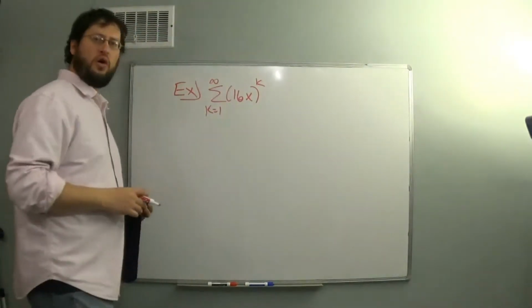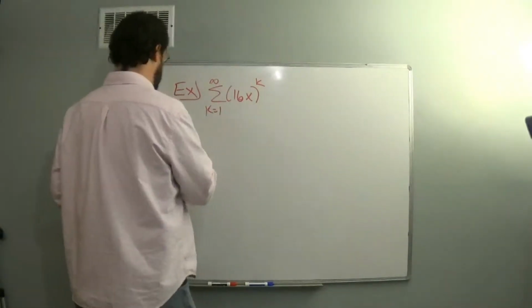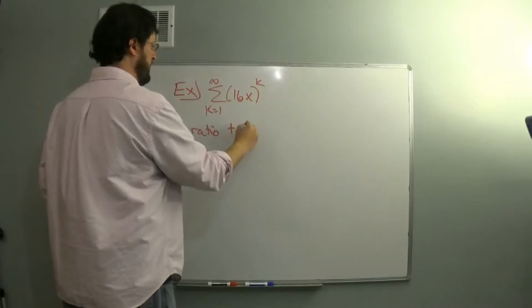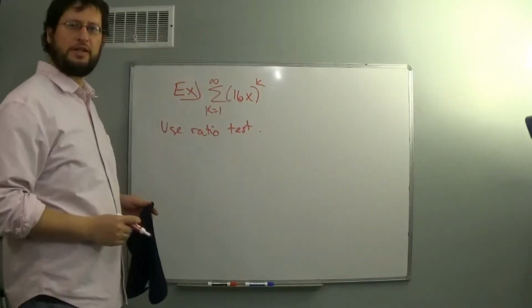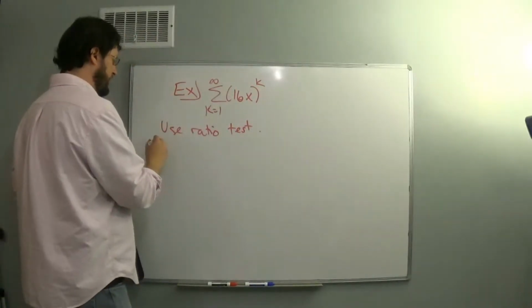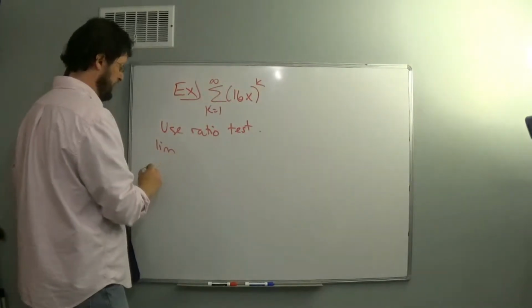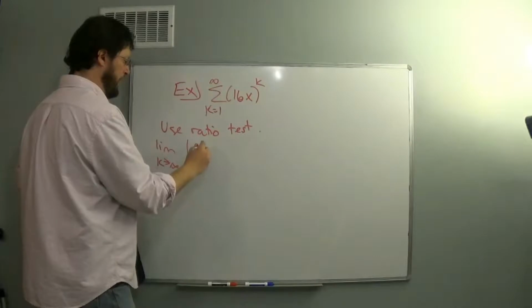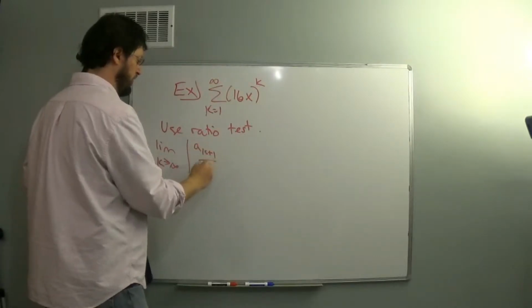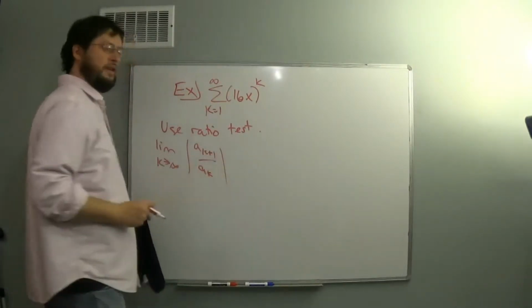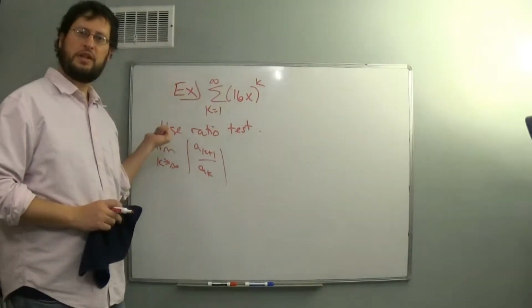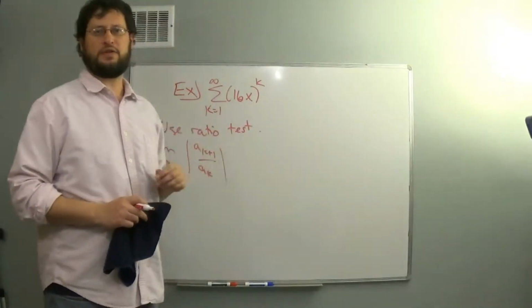And so for almost all of these, what we're going to do is use the ratio test. And remember, in the ratio test, what we're looking at is the limit as k goes to infinity of the absolute value of a_(k+1) over a_k. That's what we're looking at. If this limit is less than 1, it converges. If the limit is bigger than 1, it diverges.